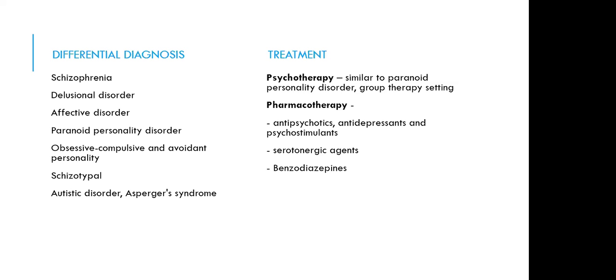Okay, for the differential diagnosis, first we have schizophrenia, delusional disorder, and affective disorder, which differ from the schizoid by the psychotic symptoms. The paranoid personality disorder differs from the schizoid by social engagement. Paranoid has no issue with social engagement, while the schizoid has social withdrawal. And then for the obsessive-compulsive and avoidant personality, it will actually be best described by the next presenter, I think. But basically, it is different from the schizoid.